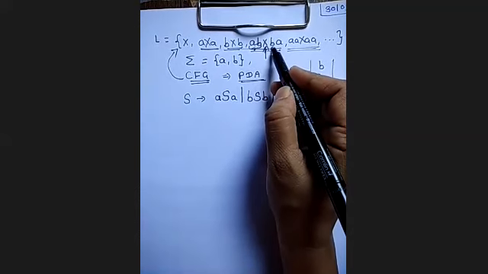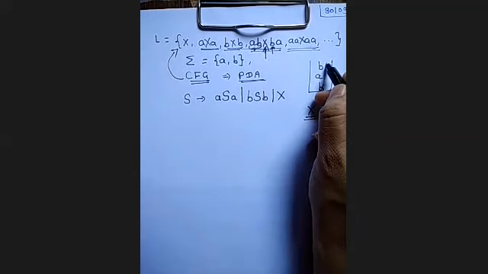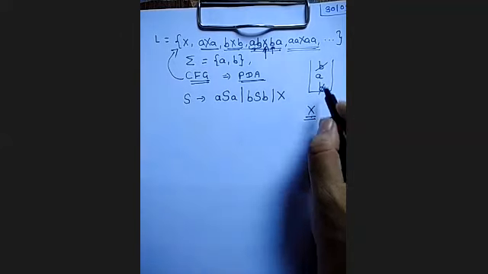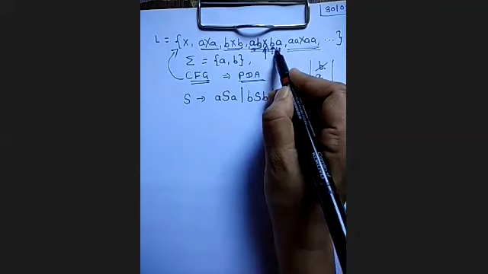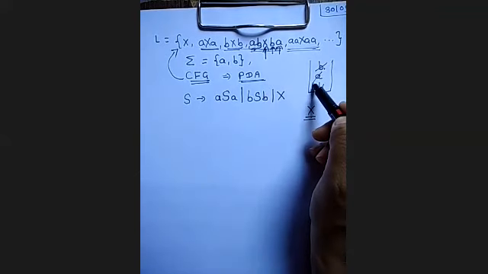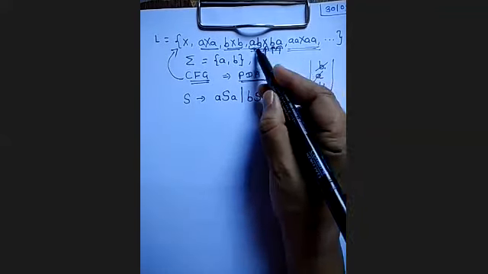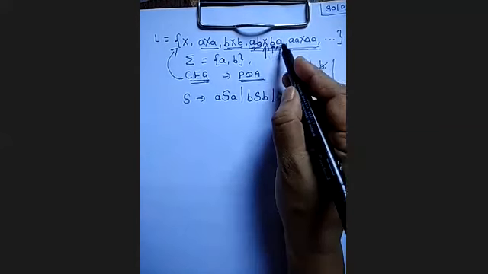After X, whenever I read the B, what will we do? We'll pop the top stack symbol. Now, after reading B, this B and B, these two are matching. Then read the next symbol, again pop the top stack symbol from the stack. So A and A are matching. After that, what? Your input ends.